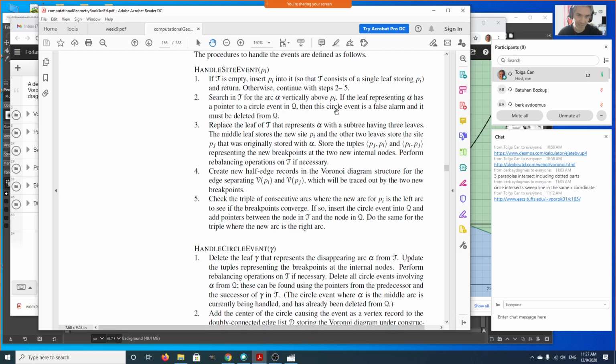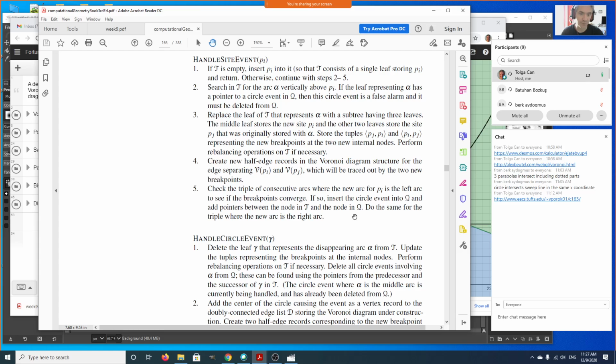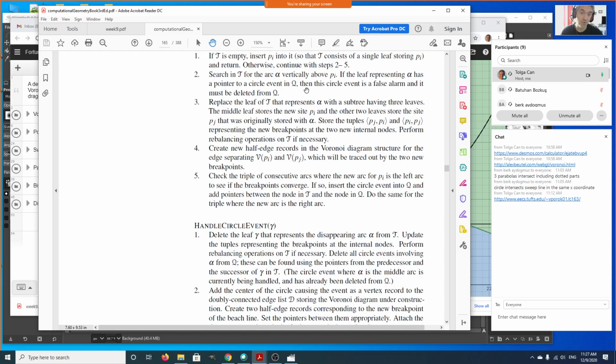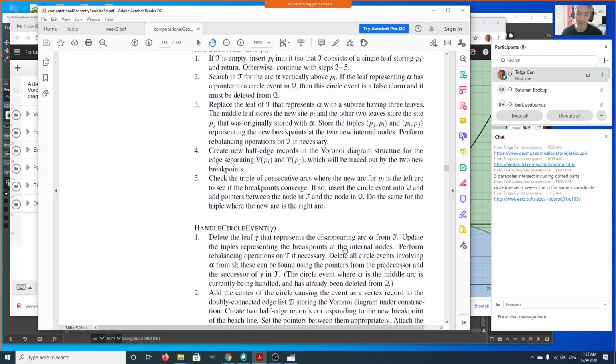So this is how we handle a site event. Lots of bookkeeping and lots of things to do. At most 2 new circle events may be added due to this. New edges started: we start tracing new edges. We update our status structure, and we also may remove existing circle events in the event queue. So these are the things we do on a site event.